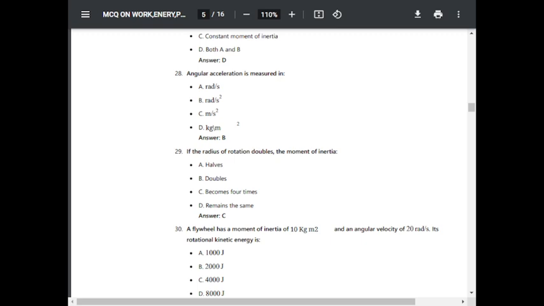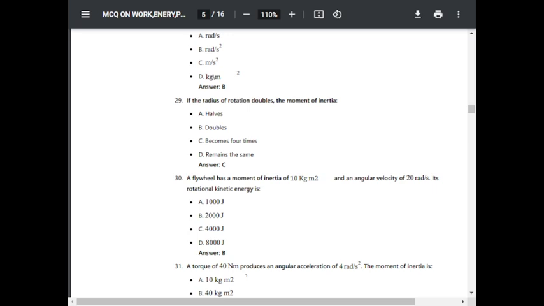Question number 30. A flywheel has a moment of inertia 10 kg meter square and its angular velocity is 20 radian per second. Its rotational kinetic energy is 1 by 2 I omega square. I is 10 and omega is 20, so it will be 2000 joule. Option B is correct. You calculate by 1 by 2 I omega square.